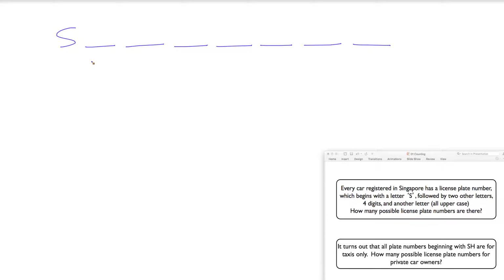So the number of letters is 26. We have 26 choices for this slot. The following is again a letter, so again we have 26 choices. Now the next 4 are digits, and the digits here are from 0 to 9: 0, 1, 2, 3, 4, 5, 6, 7, 8, 9. So there are 10 possible digits, and there are 10 here, 10 here, and 10 here. The last one is going to be a letter, so again it is 26.